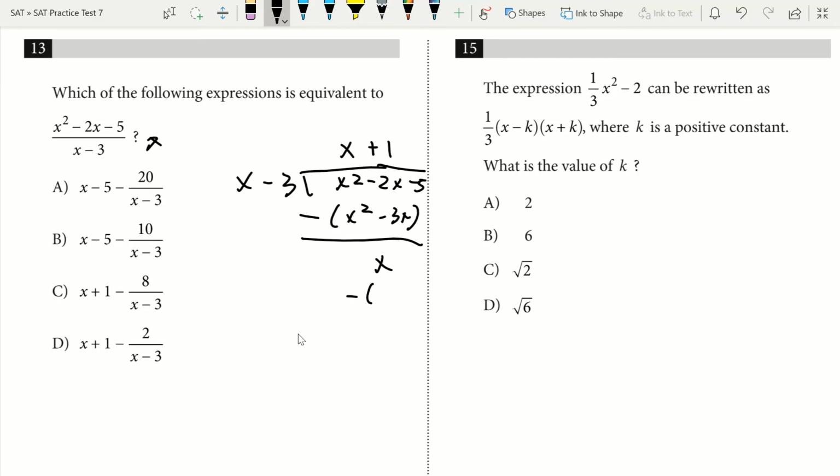Now I get minus my x, and then I have plus 3, which is really, I drop this -5 down. So now I have -5 minus 3, because it's -3 times 1. So now I have -5 plus 3, which leaves me with a remainder of 2. So I have x plus 1 minus 2 over x plus 3, or 2 over x minus 3.